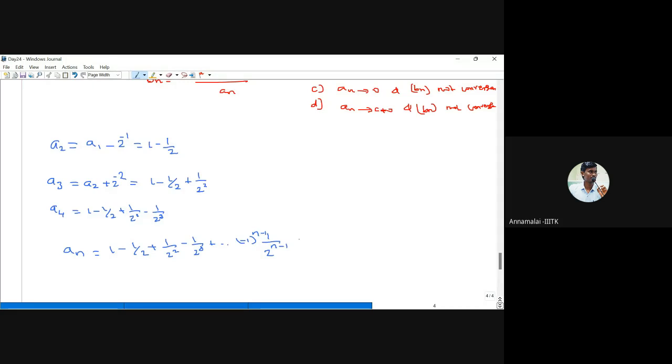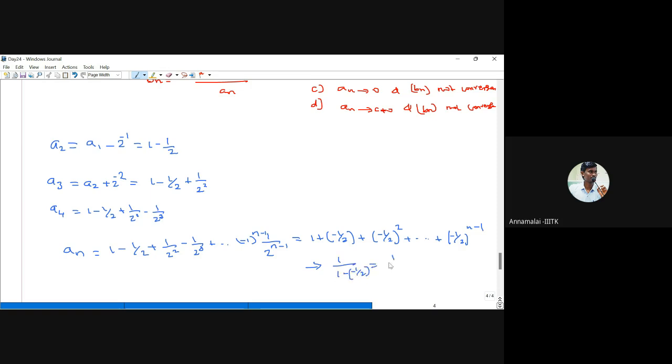Okay. So therefore we can write this geometric series. We can write 1 plus, that value is 1 by 2, plus (minus 1 by 2) whole squared, plus and so on, plus (minus 1 by 2) power n minus 1. Now this is a geometric series about the point c equal to minus 1 by 2. Therefore, this converges to 1 by 1 minus c, that is 1 minus (minus 1 by 2).